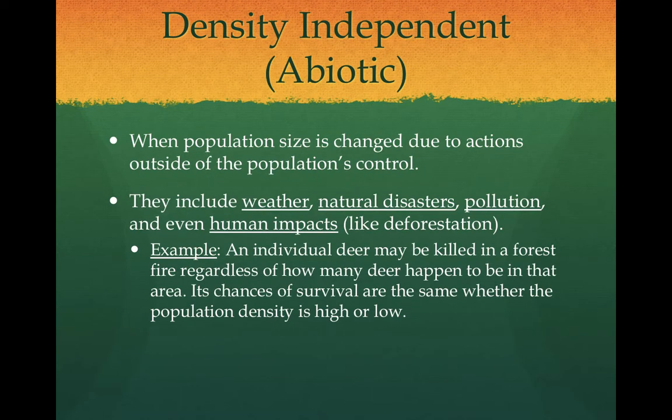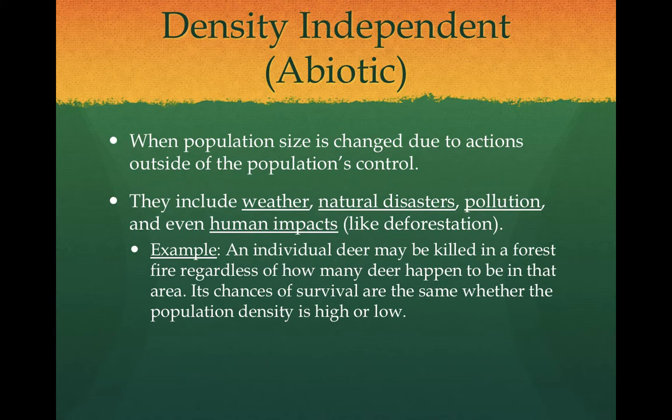Density independent factors are typically abiotic factors, when a population size is changed due to actions outside that population's control. This could be weather, a natural disaster, pollution, and even human impacts like deforestation. Pollution, of course, is also a human impact. An example of this is an individual deer may be killed in a forest fire, regardless of how many deer happened to be in that area. Its chances of survival are the same whether the population was high or low. That's what we mean by that.